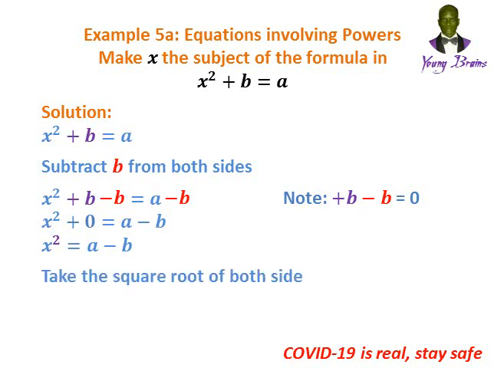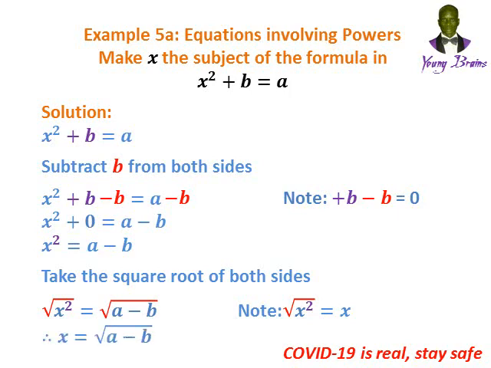For us to remove the power of 2 from x, we take the square root of both sides. We have square root of x squared equals square root of a minus b. Knowing that square root of x squared equals x, then we have x equals square root of a minus b. Therefore, our x as the subject of the formula becomes x equals square root of a minus b.